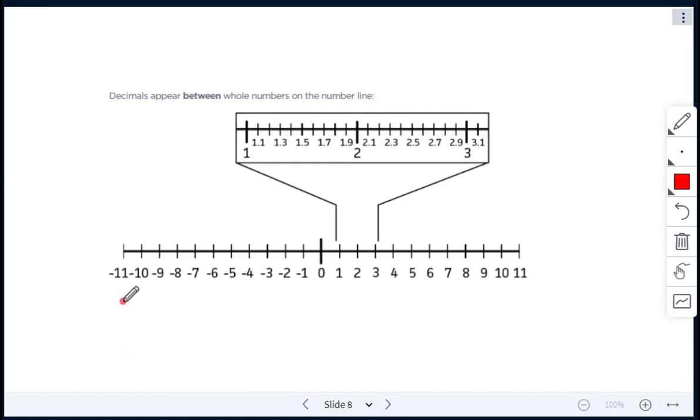Similarly here, decimals appear between whole numbers on the number line. So we have our number line here, and let's say we're looking between 1 and 3. There's 1, there's 3, we got 2 in the middle, and we can divide that up. So we have 1.1, 1.2, 1.3, and so on. All right, so that is how we see it on a number line.